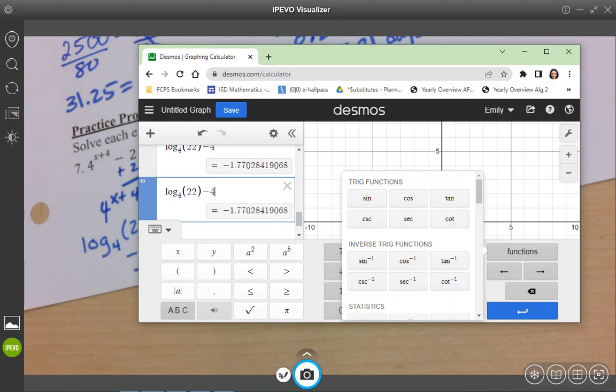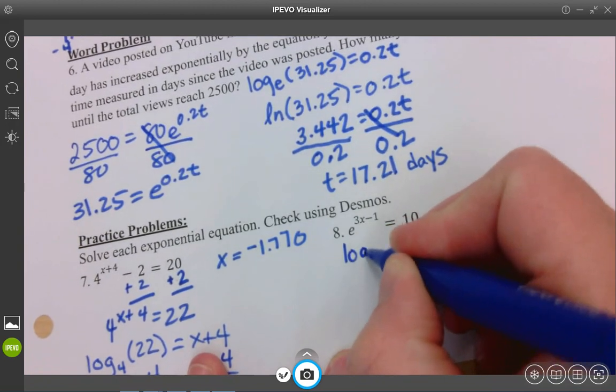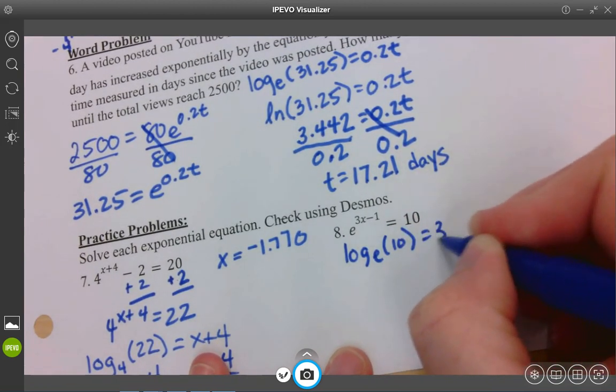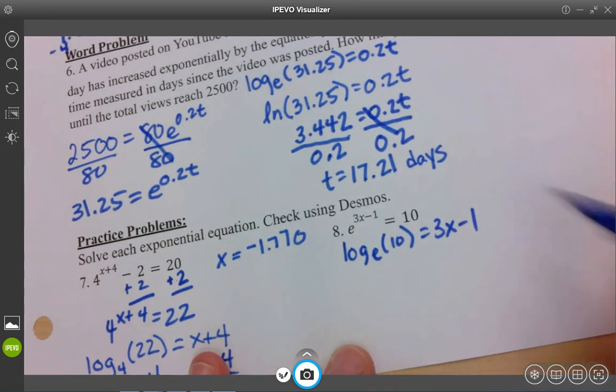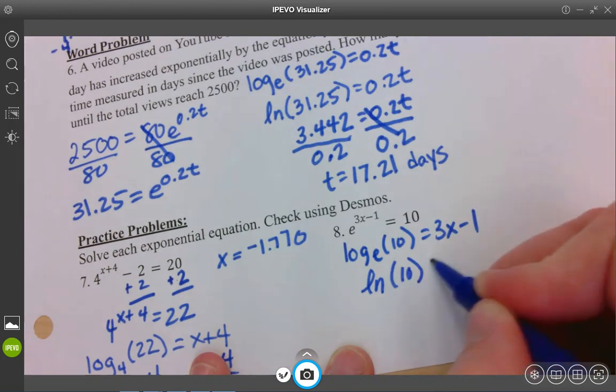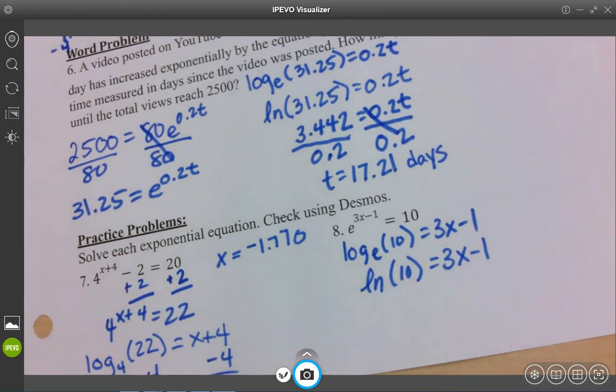All right, way if you want. So it's log base e of 10 equals 3x minus 1. Log base e is ln. ln of 10 equals 3x minus 1. So I'm going to type in the ln 10.